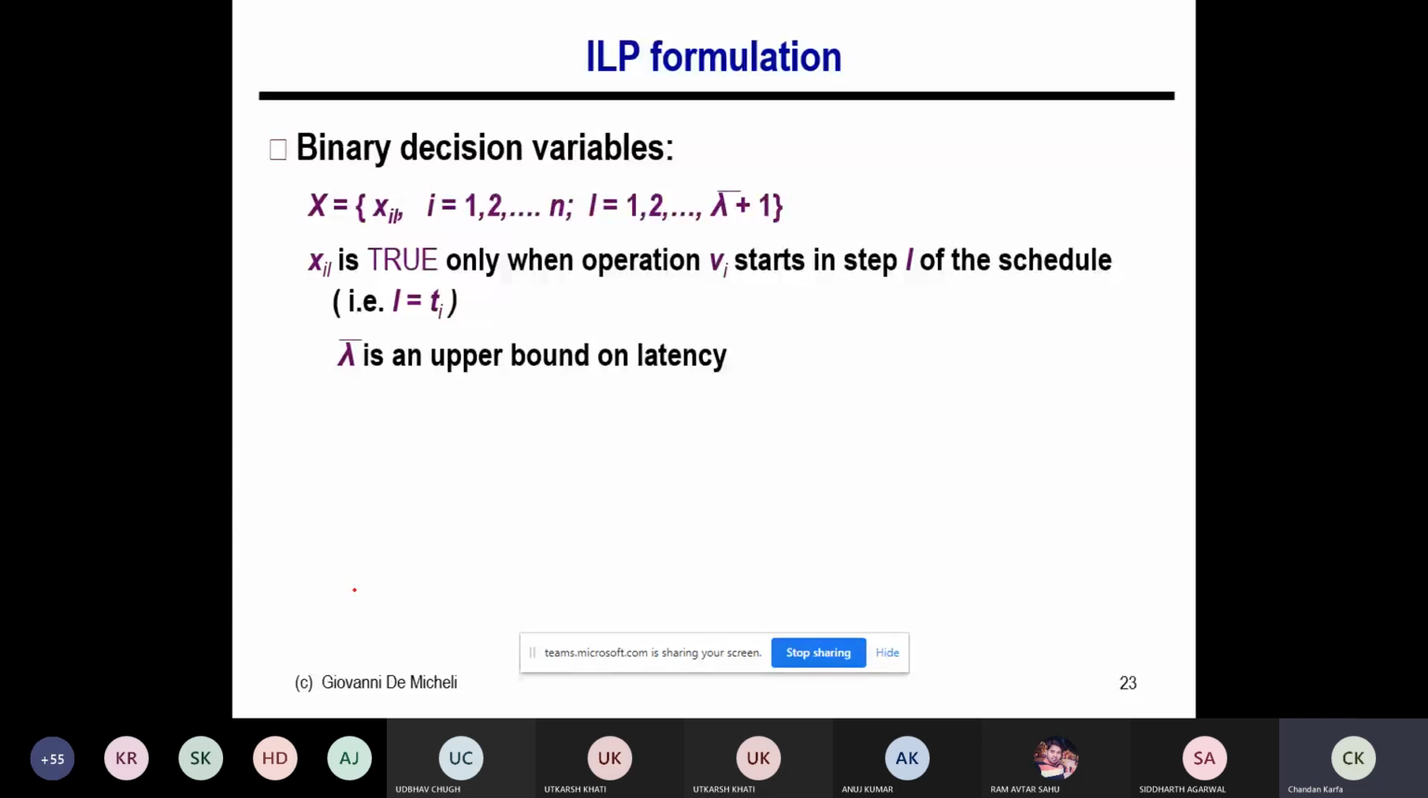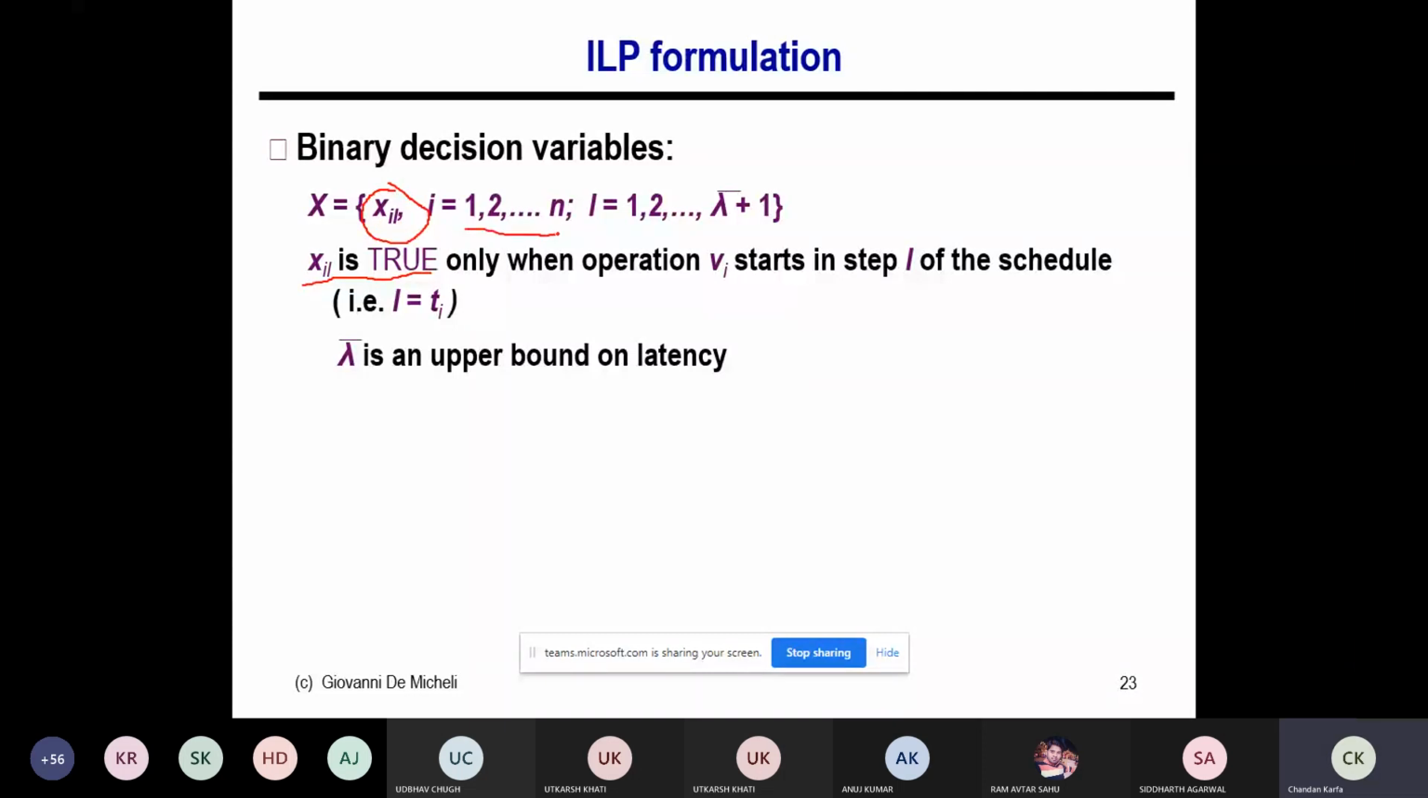So what is our objective in this? We have to find out the timestamp or the clock where a particular operation is getting executed. So what does it mean? We need to find the start time of a variable, right? So what we have done, we have taken a Boolean variable xil. xil is equal to 1, or true, if that operation vi is scheduled at time L, right?